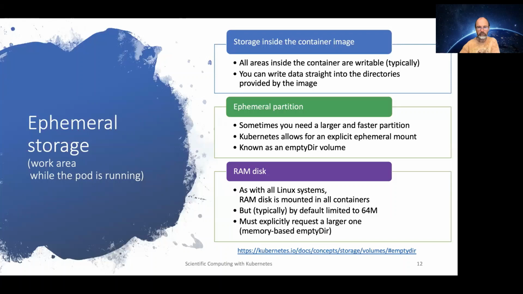And of course, you always have the RAM disk, as with all Linux systems. Unfortunately, by default, the /dev/shm shared memory in a container is pretty small. I think the default is 64 megs, which is not much these days. So if you want a larger one, you essentially need to map an empty dir on it, and to make it fast, you can tell the system that that is a memory-based empty dir. Now you're not required to map it on /dev/shm, it could be mapped somewhere else, but mapping it to /dev/shm is a typical use case.